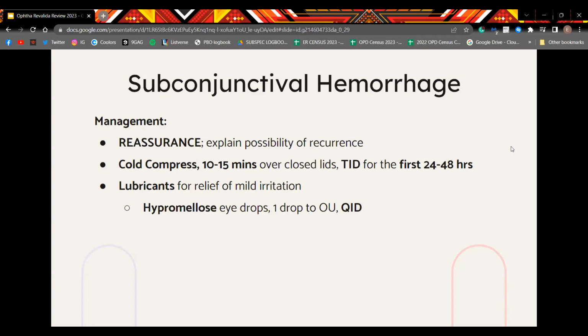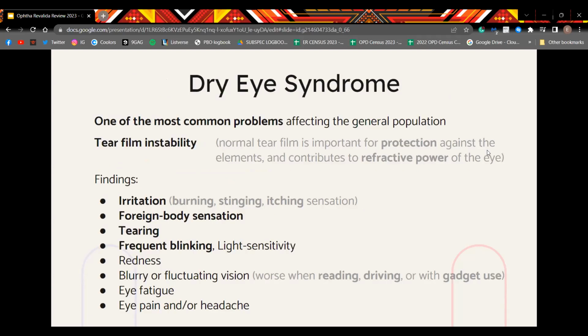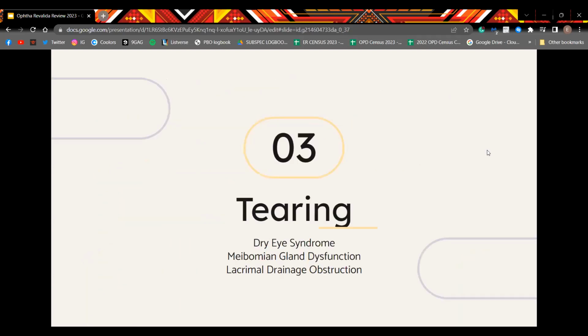Aside from that, you can also prescribe lubricants, no, for relief ng mild irritation. In some patients, meron silang parang foreign body sensation, medyo mahapdi yung mata, ganun. So, prescribe hypromellose ulit, QID. So, next would be tearing naman.